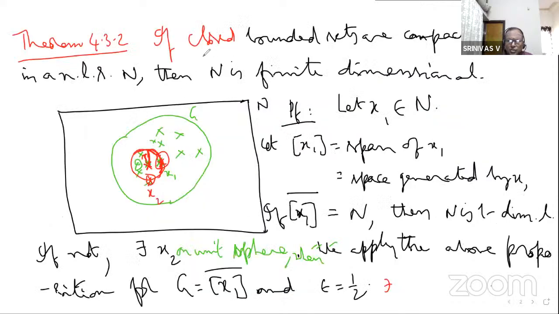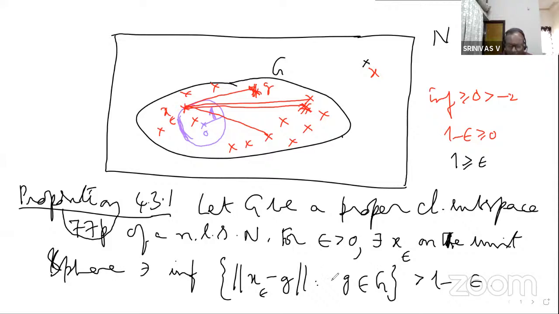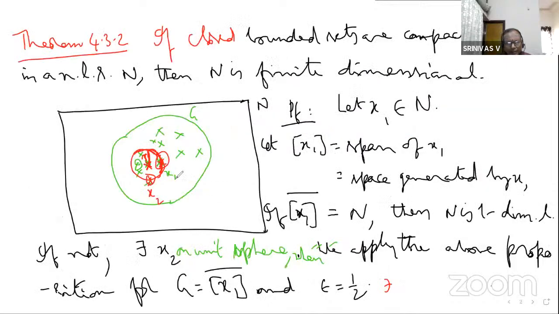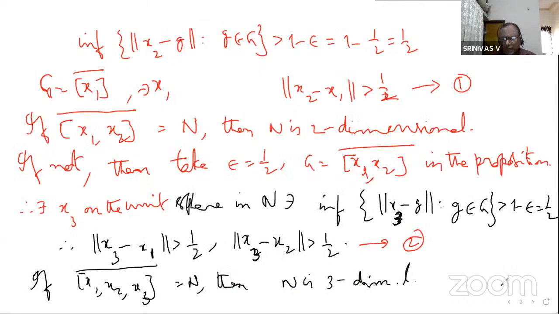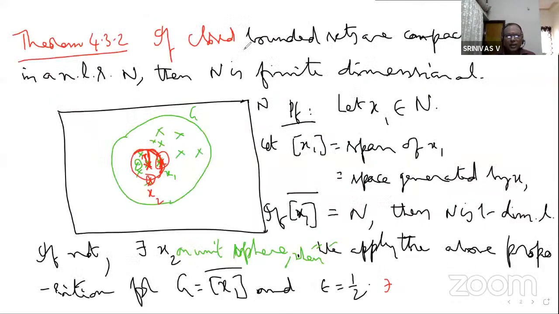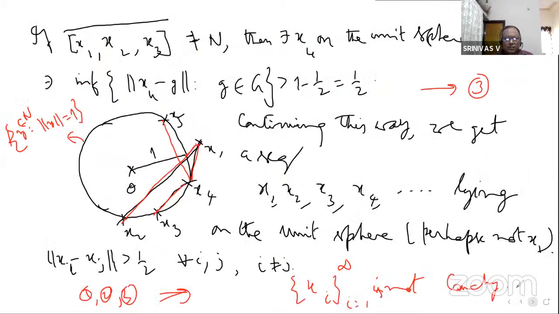You may be asked to show that if closed and bounded subsets are compact in a normed linear space, then n is finite dimensional. If you're asked like that, you have to write down the statement of this proposition, and then using that proposition, you may go on to prove this theorem. That's how we show that if closed and bounded sets are compact in a normed linear space, then that space has to be finite dimensional. Then you have a corollary for this theorem. Let me discuss that.